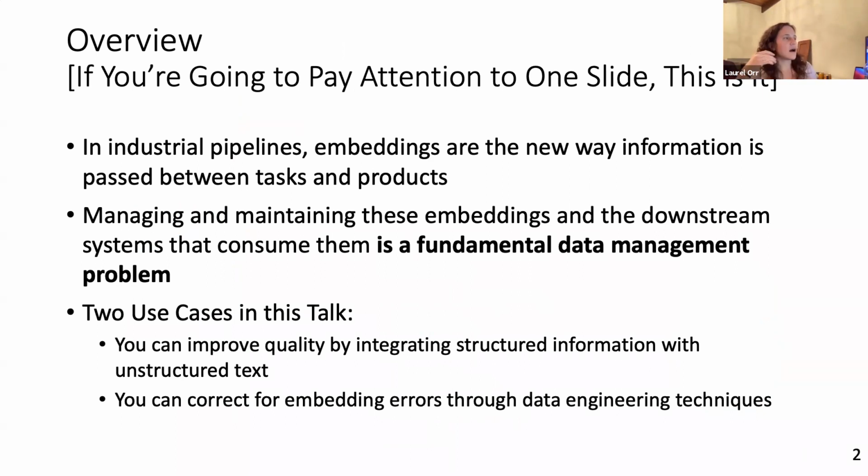But as I see it, industrial pipelines are increasingly using embeddings to share and transfer information between tasks and products. There was even the keynote this year at PODS talking about embeddings, more from the theoretical side of things, but they were certainly drawing a lot of attention. My view is that managing and maintaining these embeddings and the downstream systems that use them is really a fundamental data management problem, and they really need our help in managing these systems.